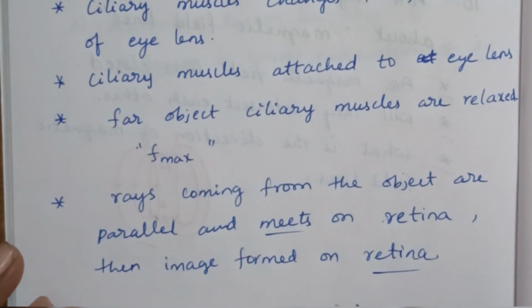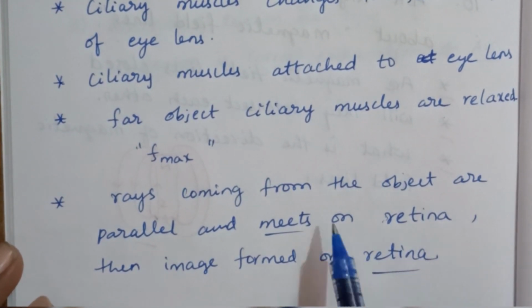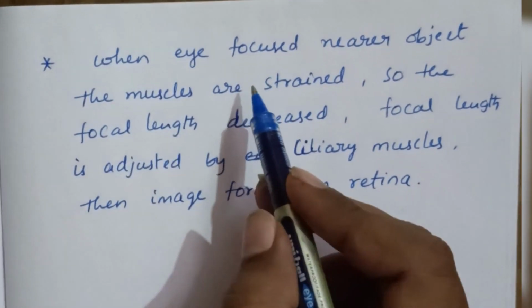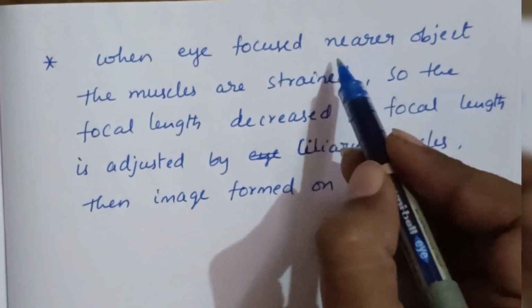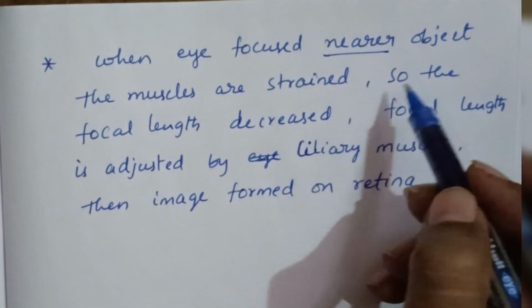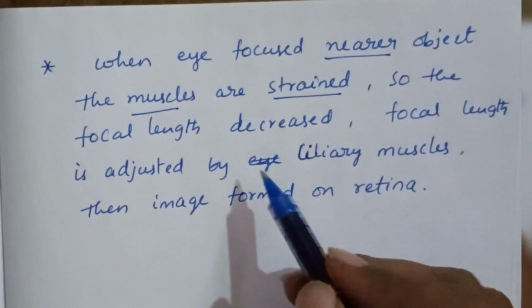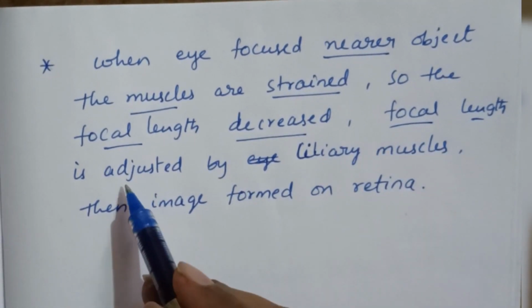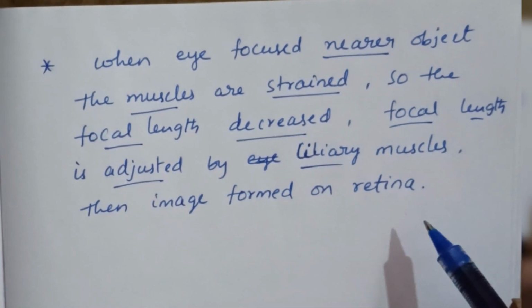Now when we focus on a closer object, the muscles are strained, so the focal length is decreased. That focal length is decreased, adjusted by the ciliary muscles.